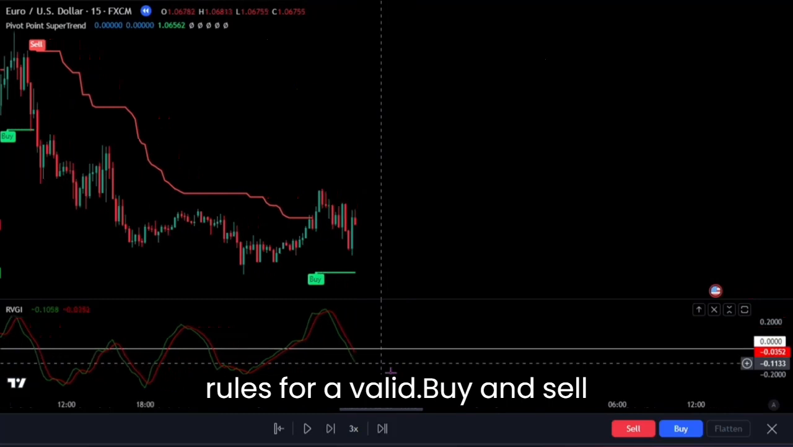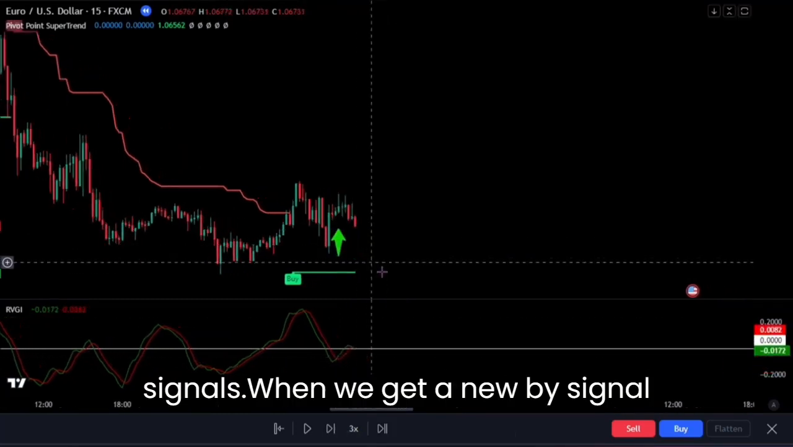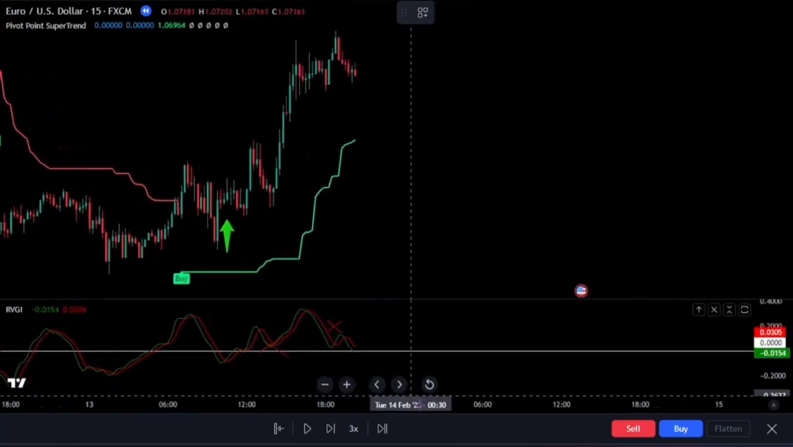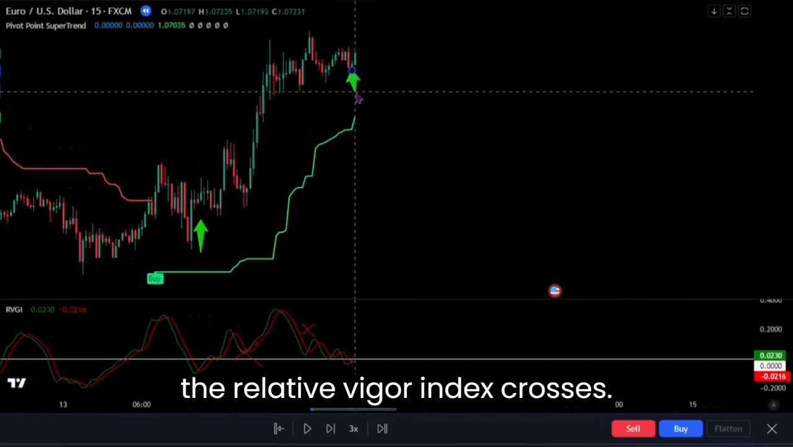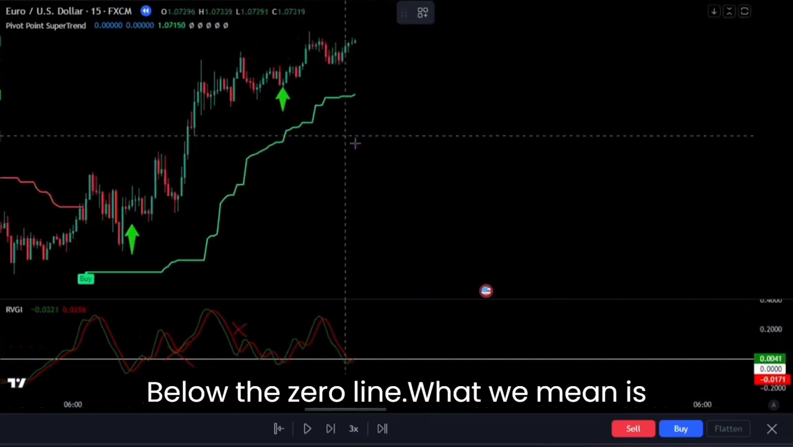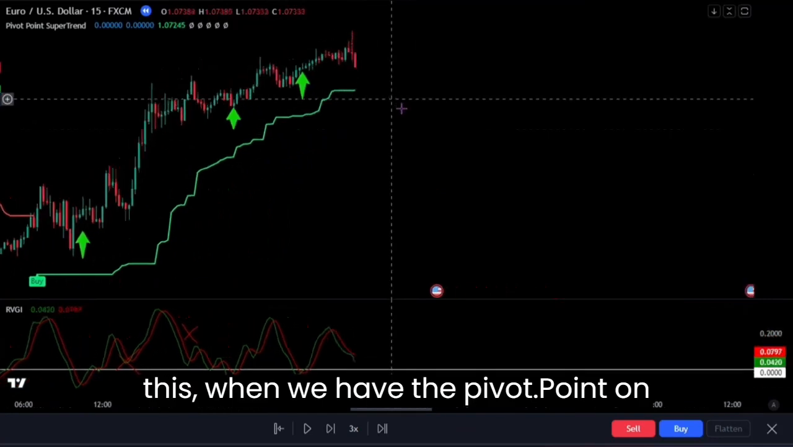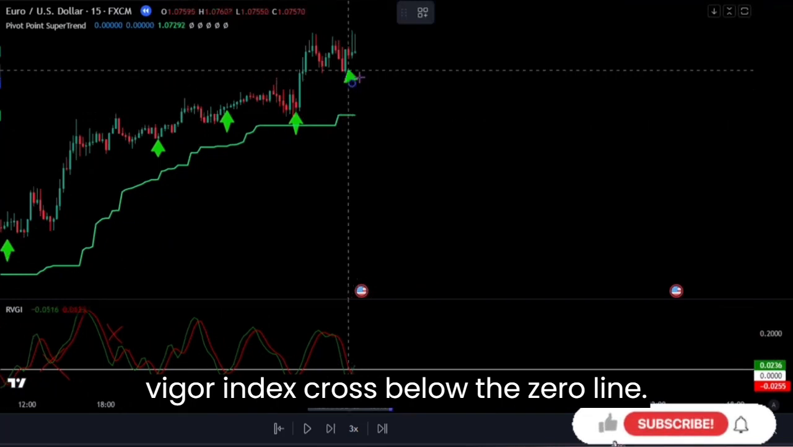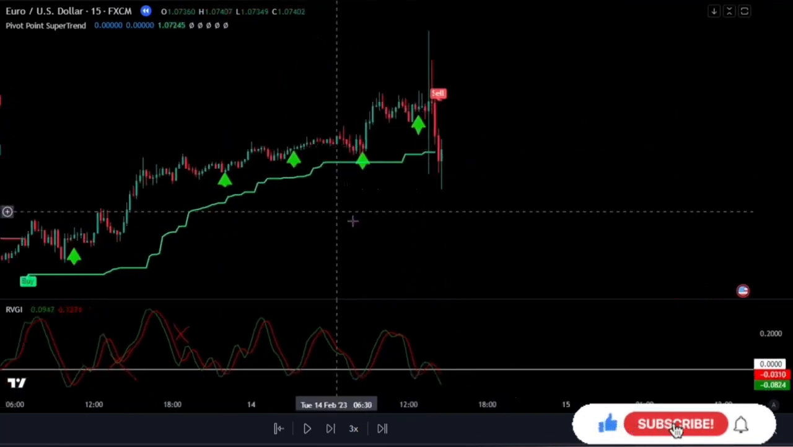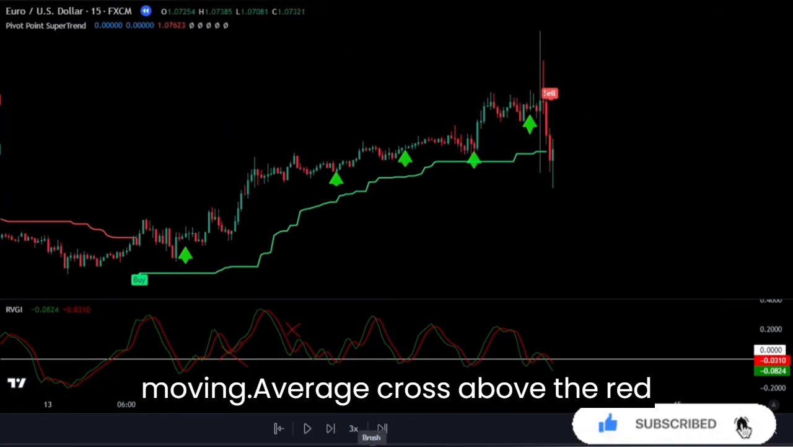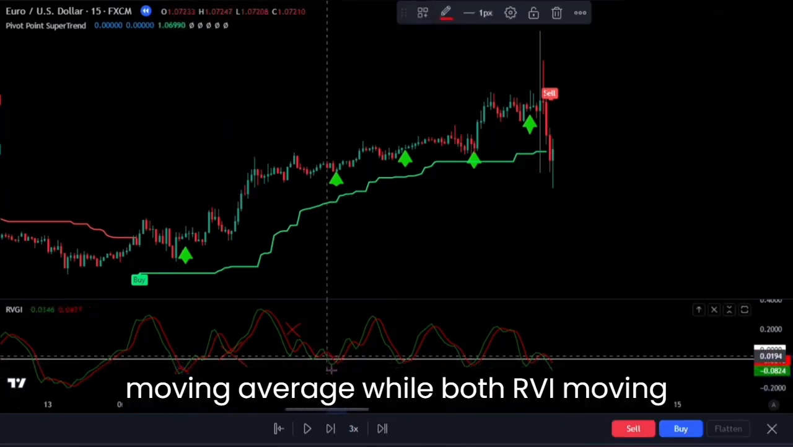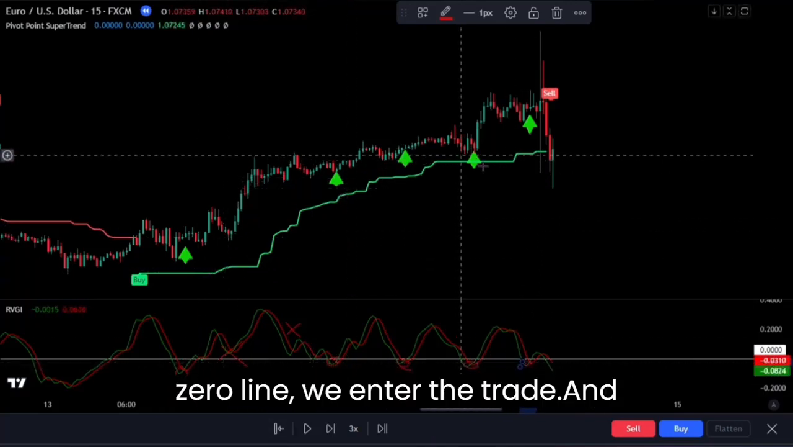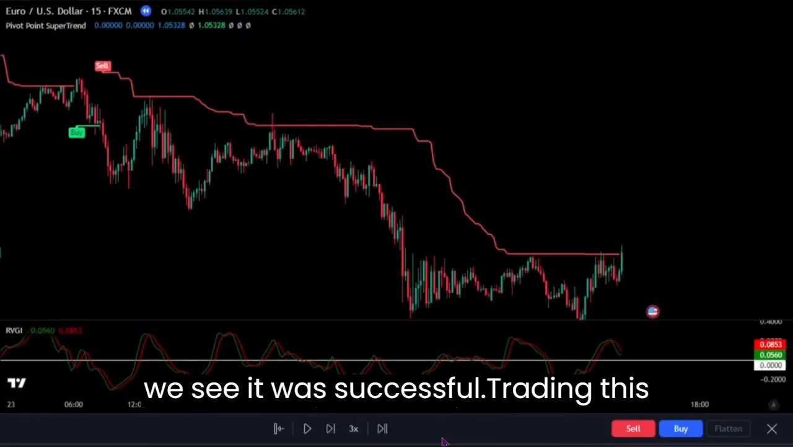Let's quickly go over the rules for a valid buy and sell signals. When we get a new buy signal from our Pivot Point Supertrend, we tend to enter the market only when the Relative Vigor Index crosses below the 0 line. What we mean is this: when we have the pivot point on green, we wait till we get the Relative Vigor Index cross below the 0 line. Then, at the point we see the green moving average cross above the red moving average, while both RVI moving averages are still below the 0 line, we enter the trade. And we see it was successful.